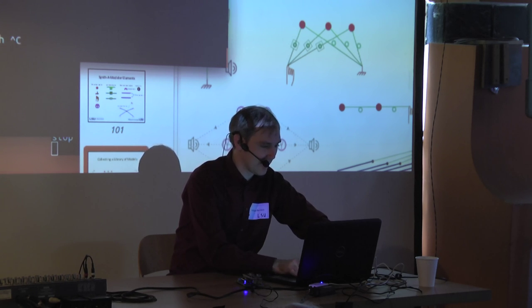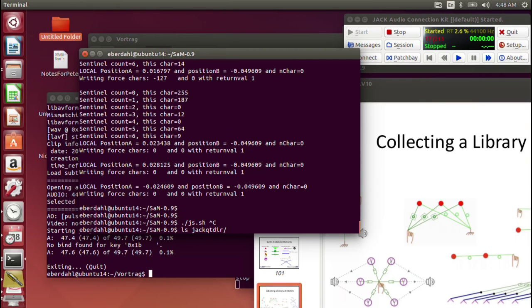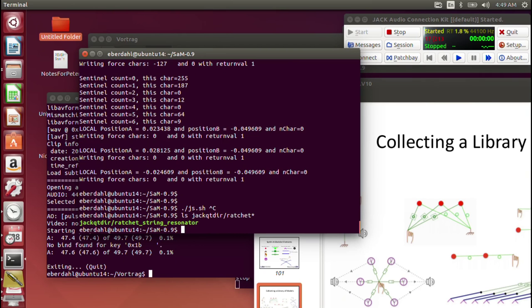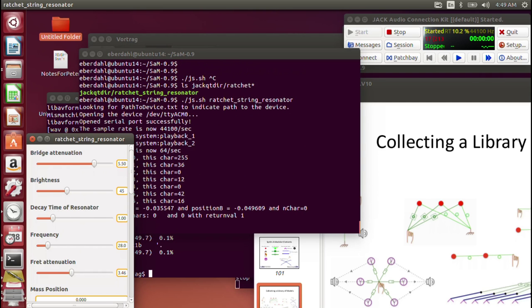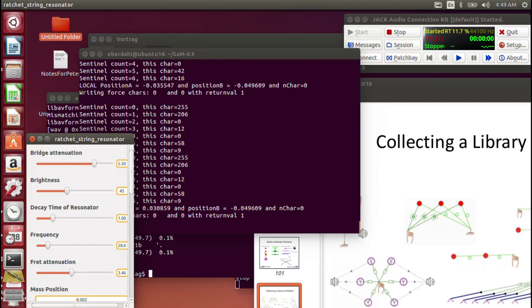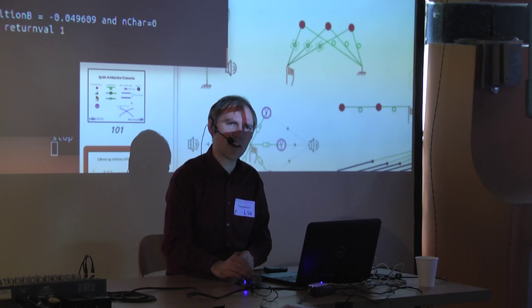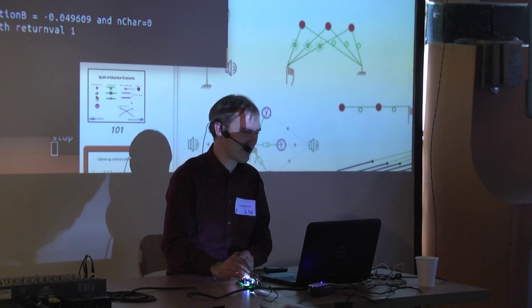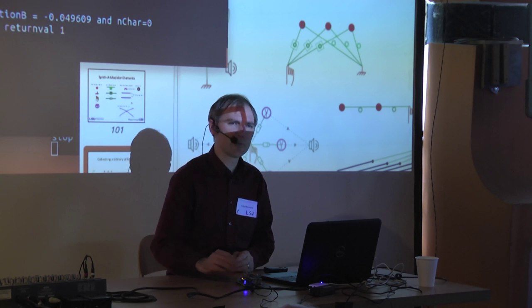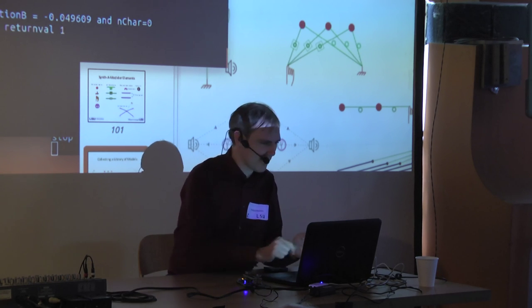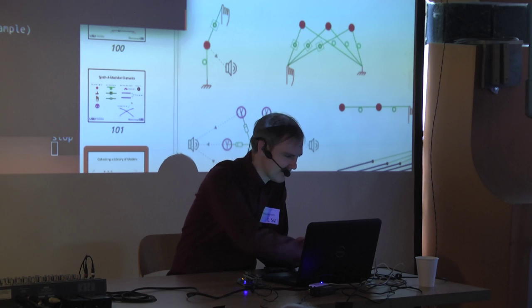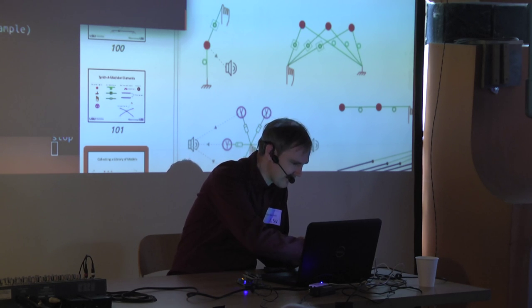I need to remember the name, though. Ratchet string resonator. Okay, let's try this one. I think maybe I showed this one at the beginning. This is a mass. You're plucking a mass that bounces back and forth between the resonator's object and the waveguide string.